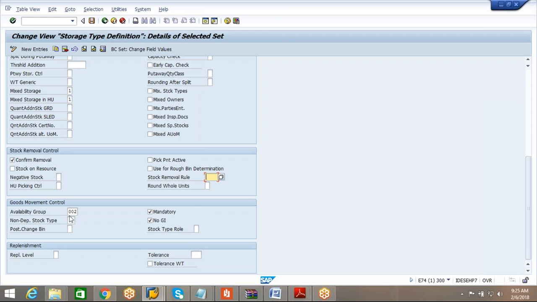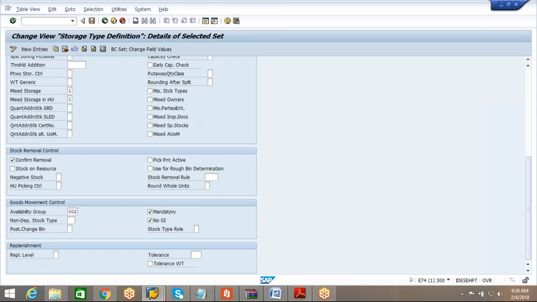Okay, and here one availability group is there. This is the interface, as of now I am explaining only for today's session. Availability group is an interface to update the stocks between ECC and EWM. Say for example, whenever I move my product into any of the storage types, which storage location that should be updated in, this availability group will decide. And mandatory, unless we tick this, that should not be applicable for this availability group. Okay, the non-dependent stock type, during stock management we will get an idea.